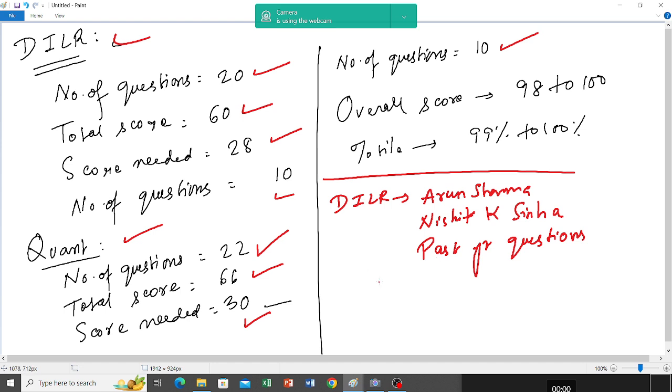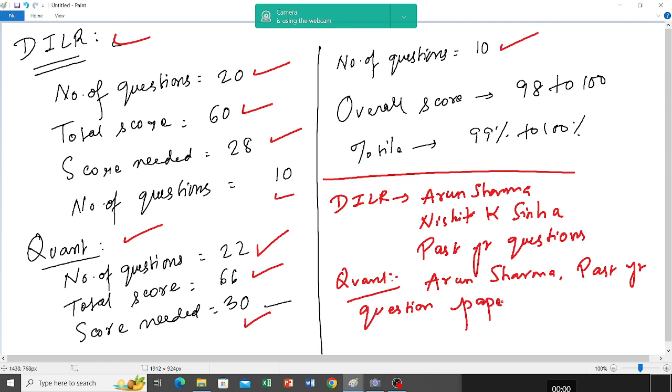If you follow this strategy, what books should you follow for the quant section? I strongly prefer Arun Sharma's Quantitative Aptitude. That is one of the best books available, and you can go through past year question papers. In Arun Sharma, you can go through LOD 2 and LOD 3. No need to go through LOD 1, that's too easy. So you can solve as many sums as possible from LOD 2 and LOD 3, and then you can solve past year question papers, the PYQs. This is what you should follow.